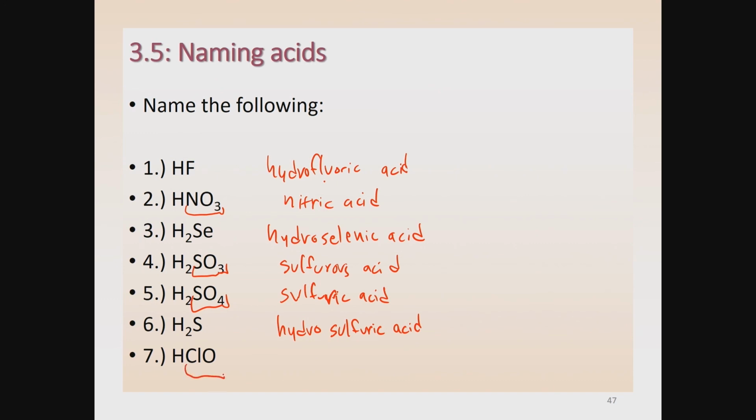The next one is a little tricky because you may not recognize the anion. There's an anion here with an oxygen, so that would be an oxyacid that we're going to have to name. So what is that ion? It is hypochlorite. So we have to get a name for this. It's going to be hypochlorous acid.